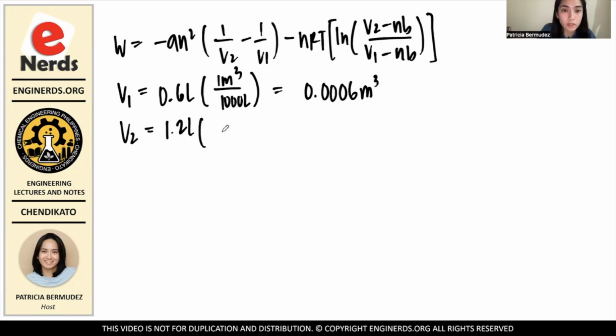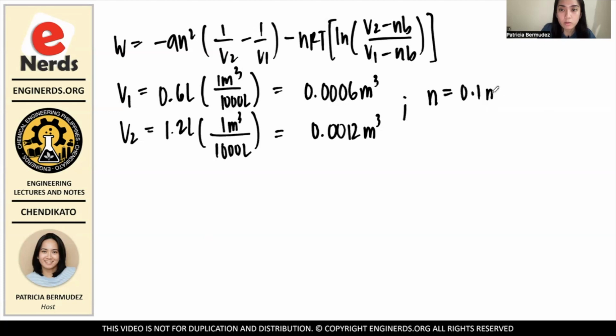And then for our V2, let's just use the same conversion factor. It'll be 1,000 liters and then 1 meter cube in the numerator. And that is equal to 0.0012 meter cube. Okay? Our N is equal to 0.1 mole. And then, our temperature is at 0 degrees Celsius. So, in Kelvin, that is 0 plus 273, so 273.15 Kelvin. Okay?